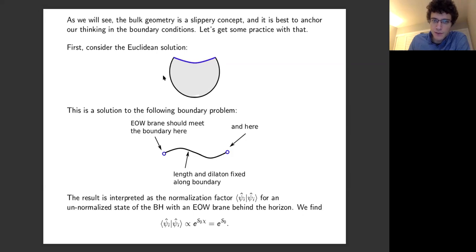Anyhow, the actual answer for the path integral is something that can be computed exactly, but the only part that we're going to need for the discussion is this Euler characteristic part. So we can approximate this inner product as e to the S0 times the Euler characteristic of this manifold. It's topologically a disk, so chi is 1. So this is, roughly speaking, e to the S0. Okay, so that's the first computation out of the way.